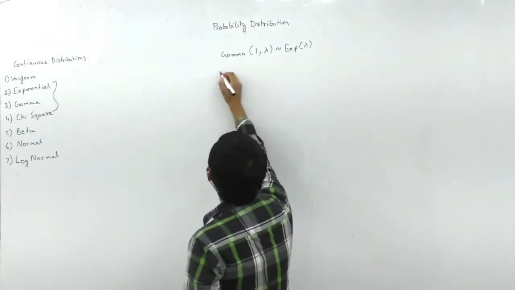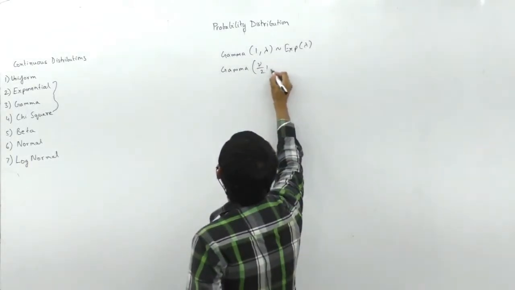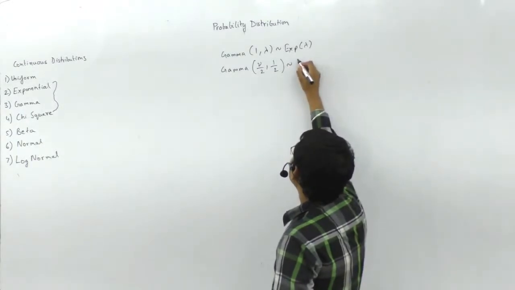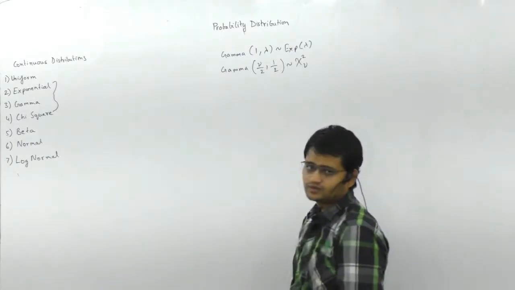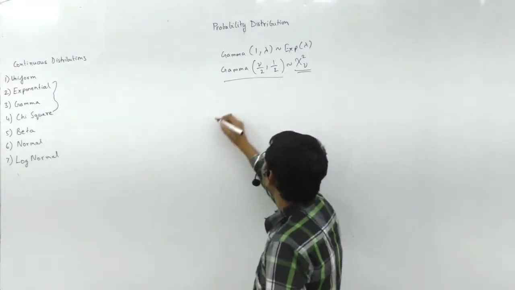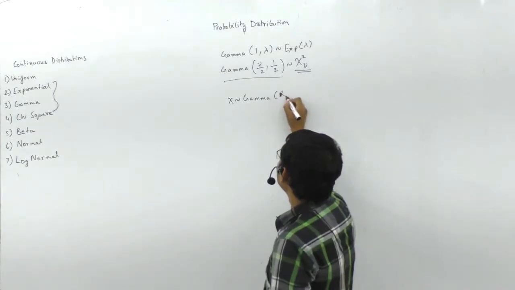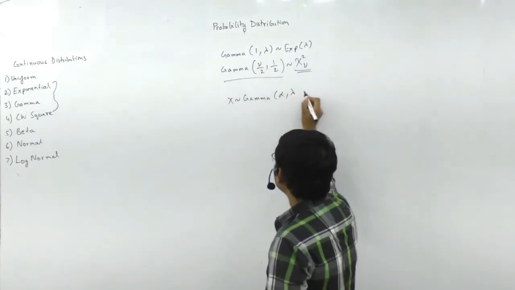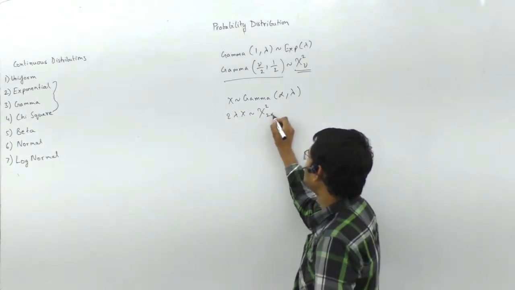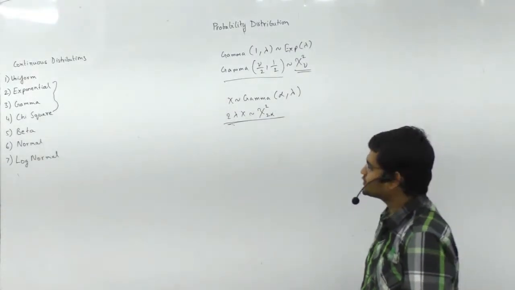And we also say that a gamma distribution with nu by 2 comma 1 by 2 will follow chi-square distribution nu. So again, chi-square is nothing but a special kind of gamma distribution. And how do we convert it? If I have a particular variable x that follows gamma distribution alpha comma lambda, then 2 lambda x follows chi-square 2 alpha. So simply, this is how we convert every gamma distribution into a chi-square distribution.